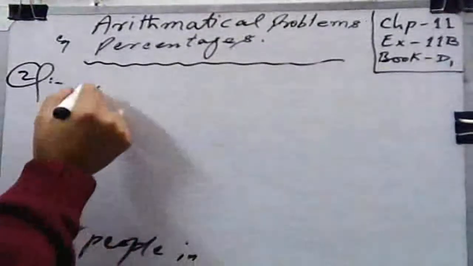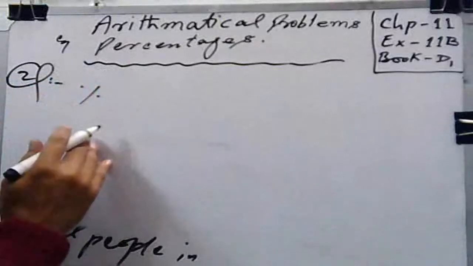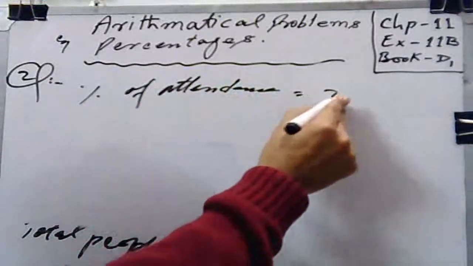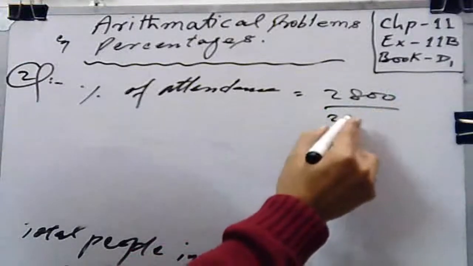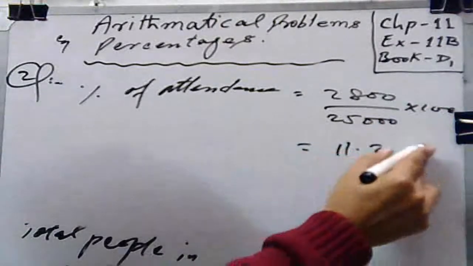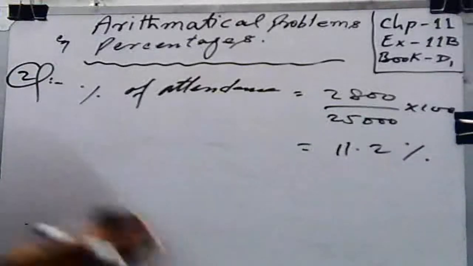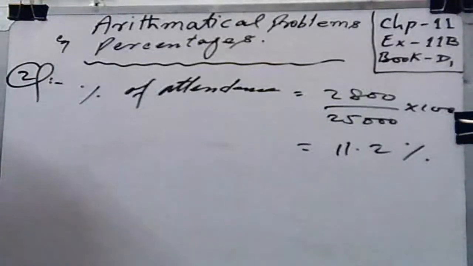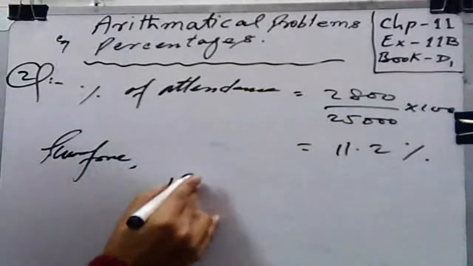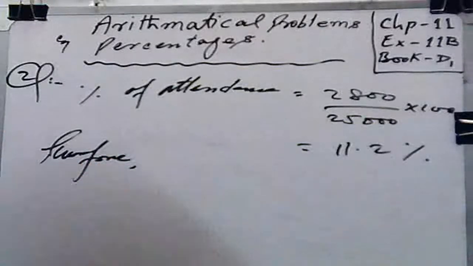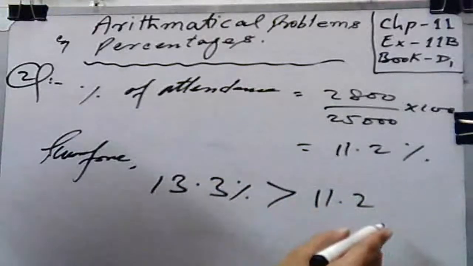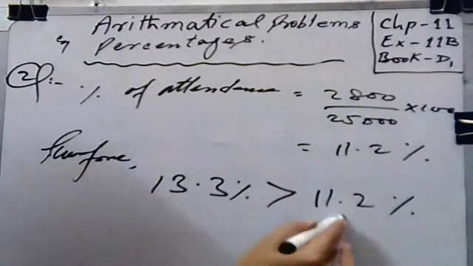The percentage of attendance is equal to 2,800 divided by 25,000 multiplied by 100. By simple methodology you will get 11.2%. Now in this question we have been asked which attendance is greater. So it is very simple: 13.3 percent is greater than 11.2 percent. So that is your required result.